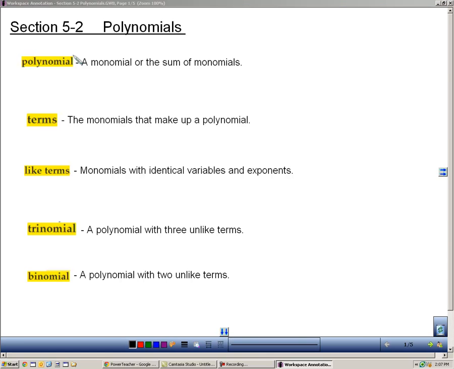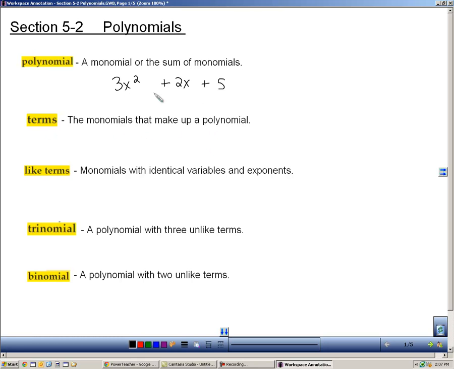Section 5.2 is about polynomials. A polynomial is a monomial, or what you get when you add or subtract monomials. Something like this would be a polynomial. And this one's written in descending order because it goes from the highest exponent down. Terms is the word that we give to each monomial that makes up a polynomial.